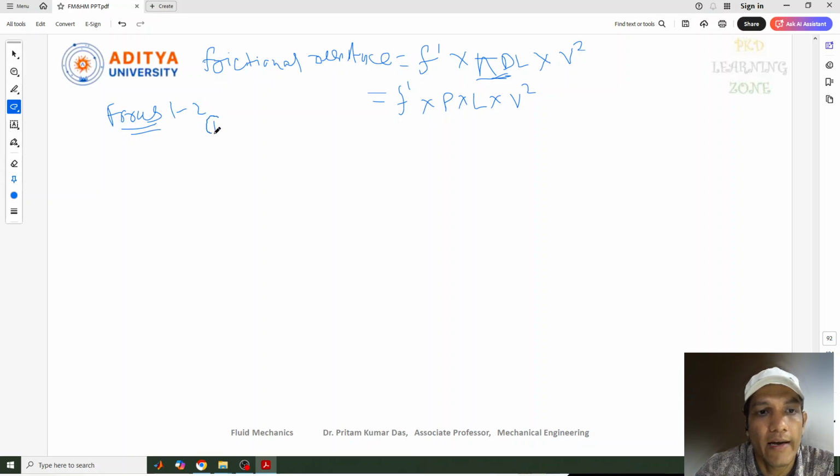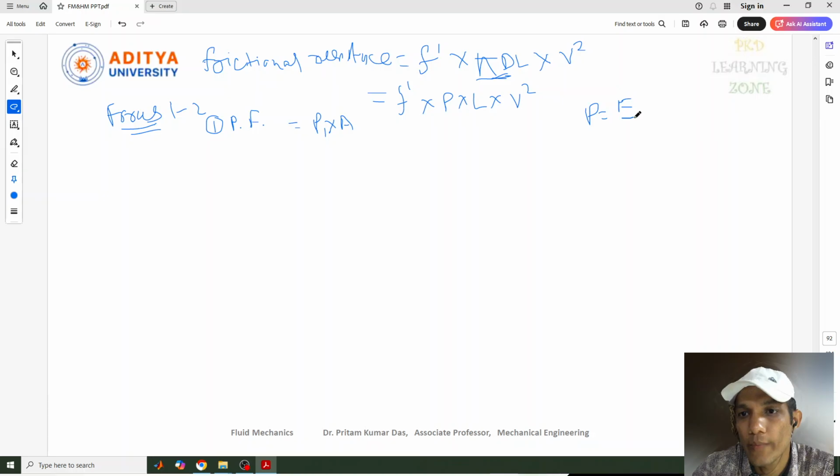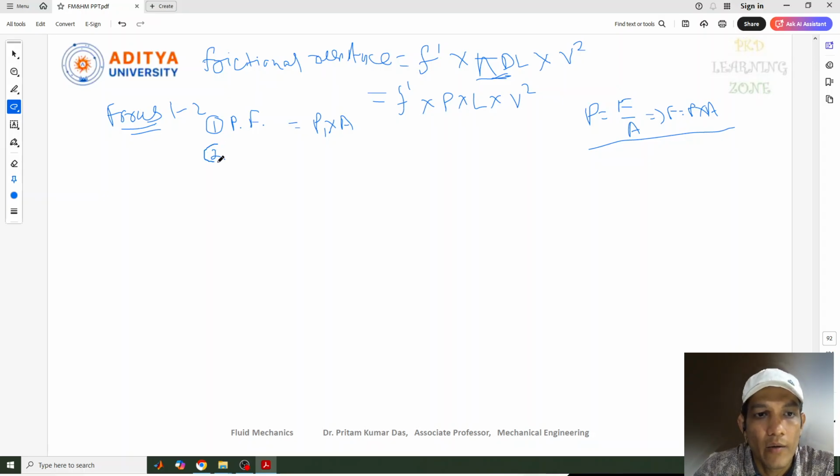First, I can write the pressure force at section 1, which is simply P1 into A. You can ask how the pressure force equals P1 into A. We know that pressure equals force by area, so if I want to write force, I can write pressure into area. The pressure force is P1 into A, where A is the area of the pipe. Similarly, let's write the pressure force at section 1, and this is the pressure force at section 2.